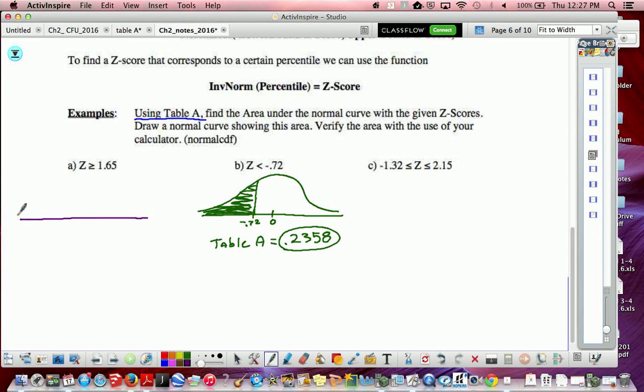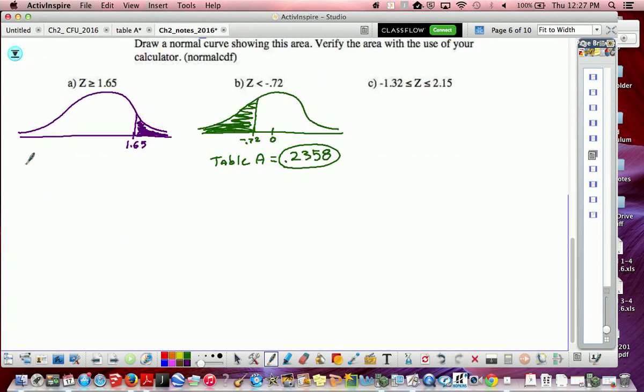Because what's happening on A, 1.65, I'm estimating past the inflection point, and I want the area that's greater than. Okay. Now the thing with your table A is, if I go to my table A right now and look at what 1.65 tells me, okay, 0.9505. It tells me 0.9505.